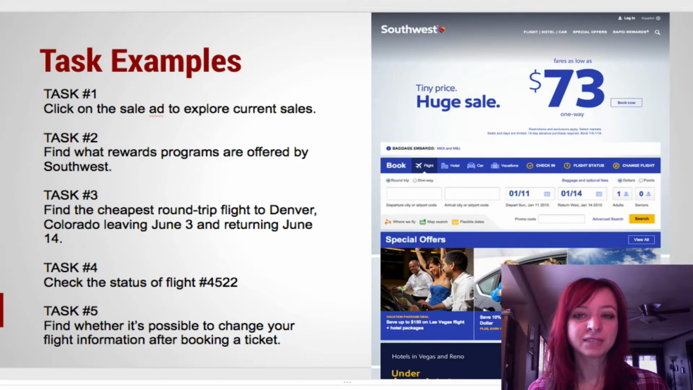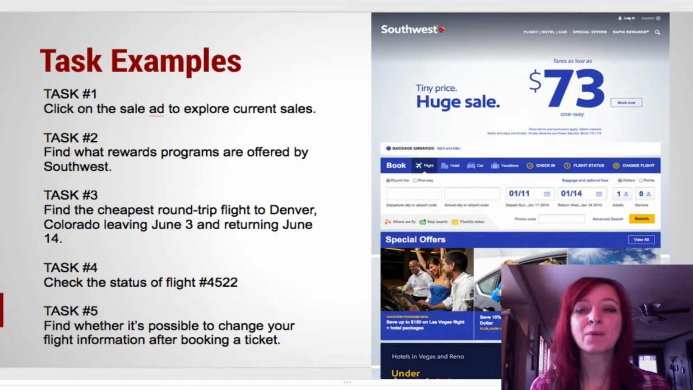This is the Southwest Airlines site, and the tasks, again, they need to be goal-based, they need to be presented in a logical order of what a person might actually do on the website, and they're not going to give a lot of tips and help. So the first task, click on the sale ad to explore current sales. I could even just put explore current sales because that's the kind of task someone might do on that site.